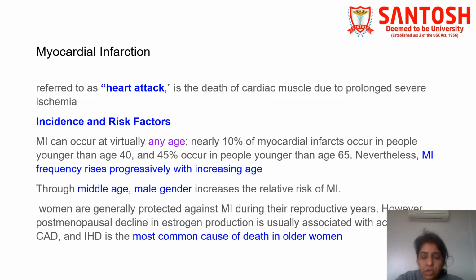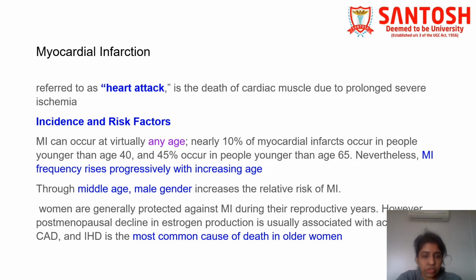Myocardial infarction, which is also referred to as heart attack, is the death of cardiac muscle due to prolonged severe ischemia. So there is necrosis as a result of ischemia. The incidence and risk factors.